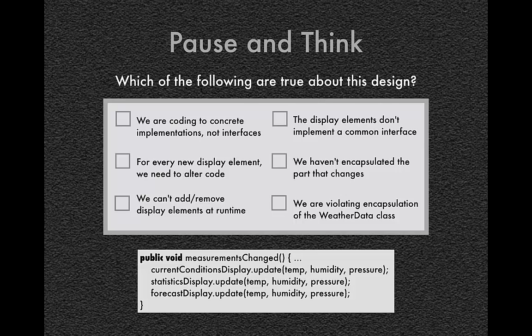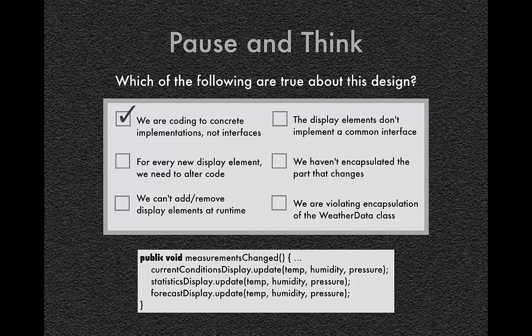Ready? Let's go through them one by one. First, are we coding to concrete implementations rather than interfaces? Well, in the method MeasurementsChanged, we are using objects current conditions display, statistics display, and forecast display. These objects are definitely coming from specific display classes, not from some general interface. So, yes, we are coding to concrete implementations rather than interfaces, and this is a problem.